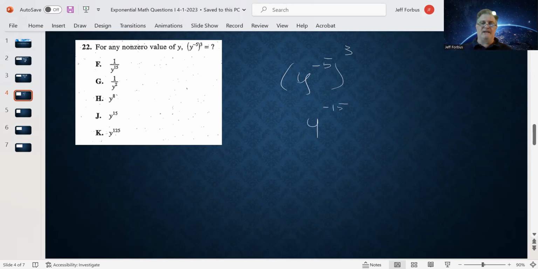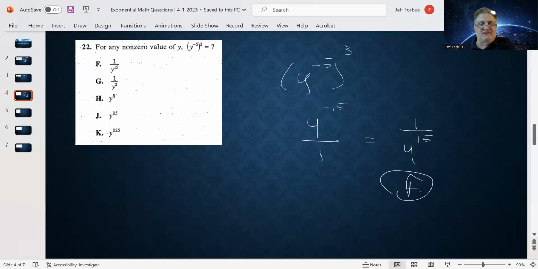Now, we have the negative sign to deal with. Now, this is like being written over 1. We want to move our exponents around, so we're going to move it to the denominator. And that's going to be rewritten as 1 over y to the 15th. And that's going to be answer choice F. Now notice answer choice B has y to the 15th. So be very careful. Next question.